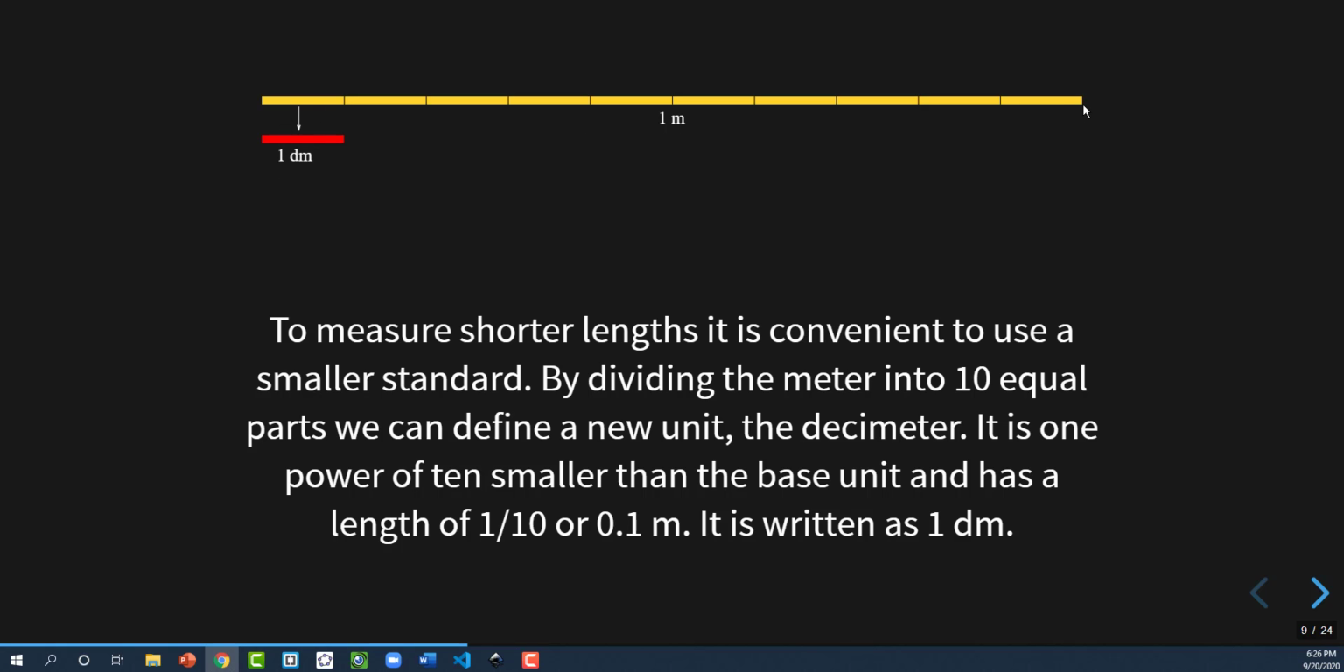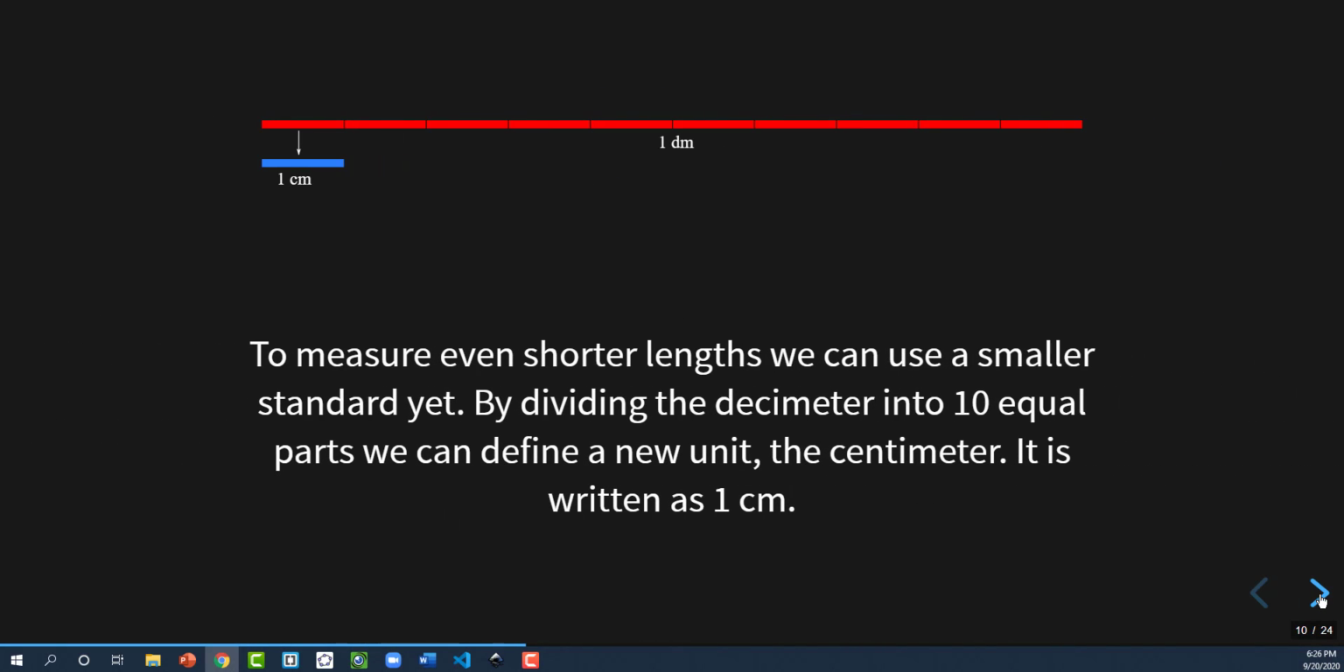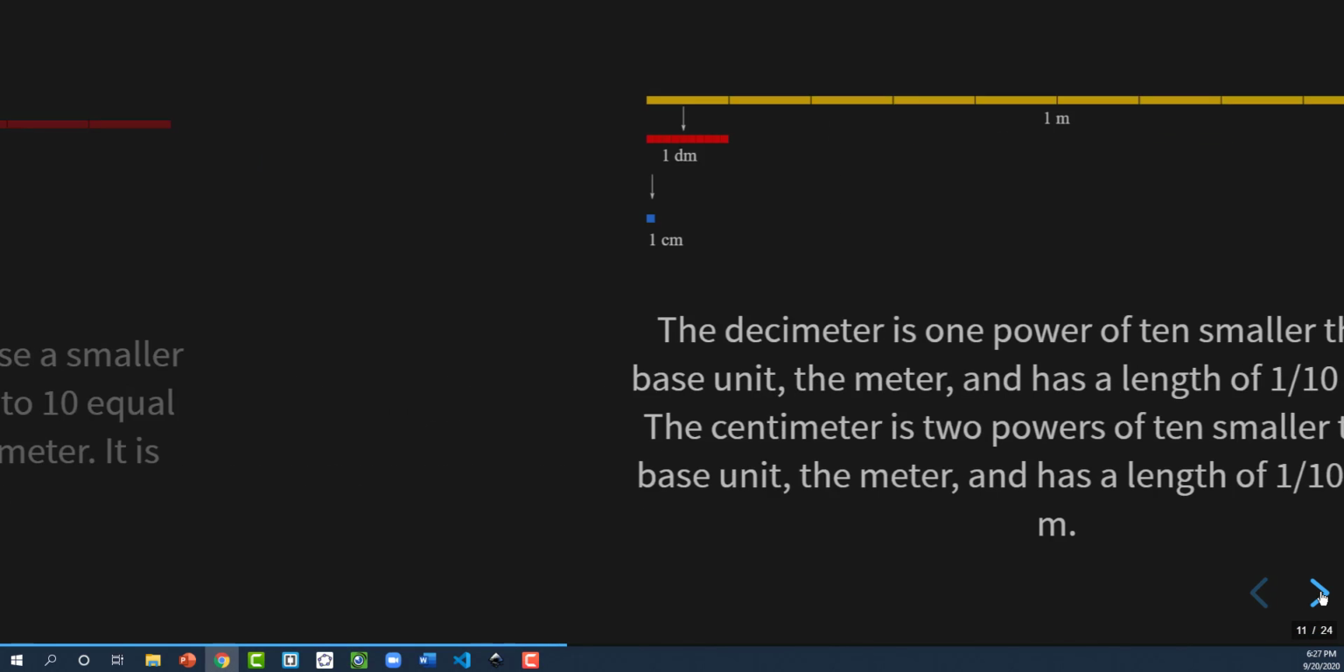If this is a representation of a meter, then this red stick here is 10 times smaller than that, and that is called a decimeter. So it's 1 power of 10 smaller than the base unit, the meter. What if you needed something smaller? The decimeter is pretty practical, but it's not that great for the small work that you're doing. Well, you could divide that decimeter into 10 equal parts, and that new unit would be called the centimeter. It's one power of 10 smaller than the decimeter.